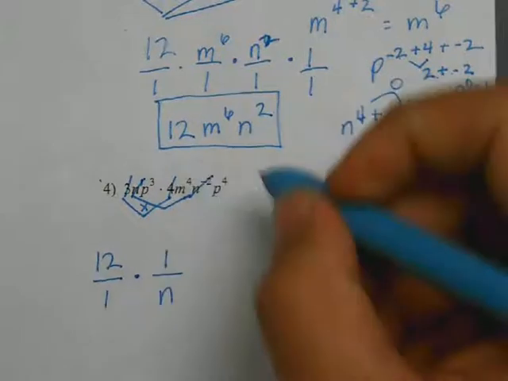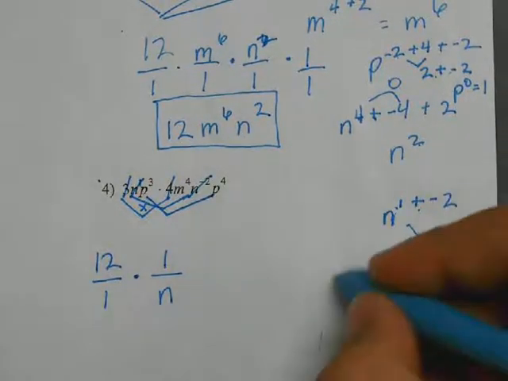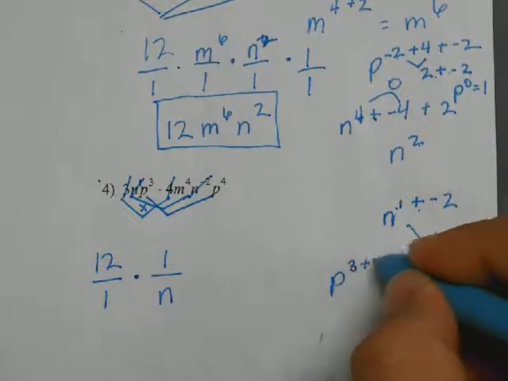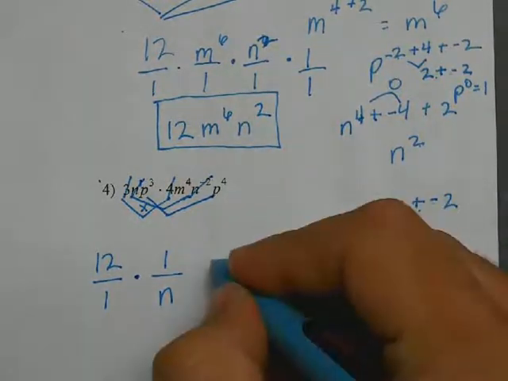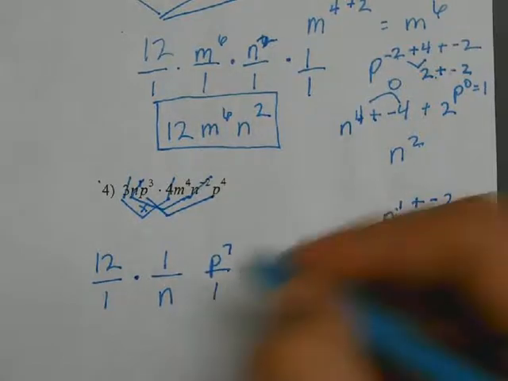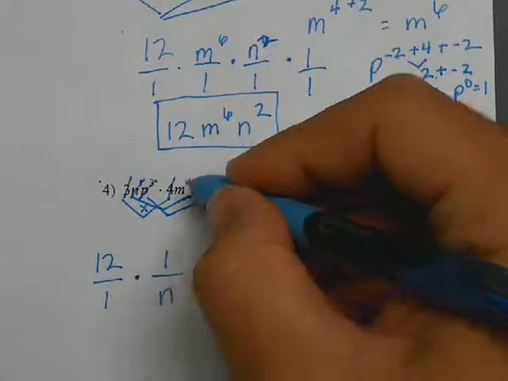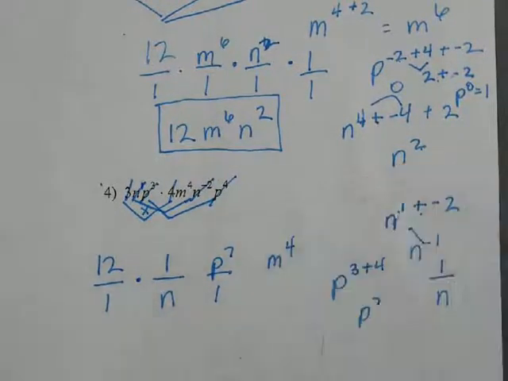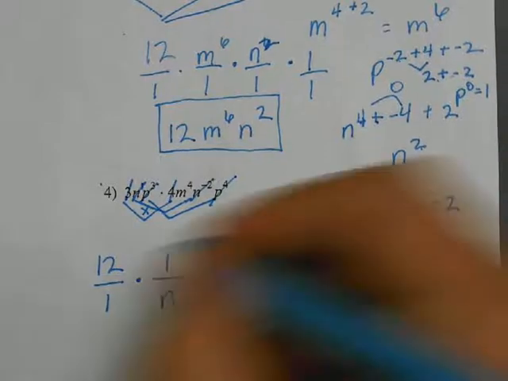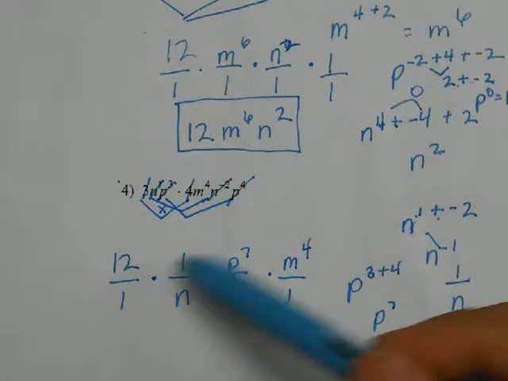Now I do my p's. P to the cubed times p to the 4th, that's p to the 3 plus 4, which is p to the 7th. I'm going to write that as a fraction, so p to the 7th over 1. I'm done with my p's. And then what I'm left with is m to the 4th. There's nothing to combine it with, so it's simplified. So we just say m to the 4th, but we're going to write it as a fraction because of the multiplication. So we have 12 times 1 times p to the 7th times m to the 4th.